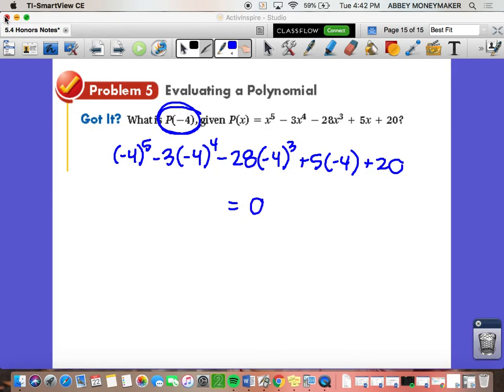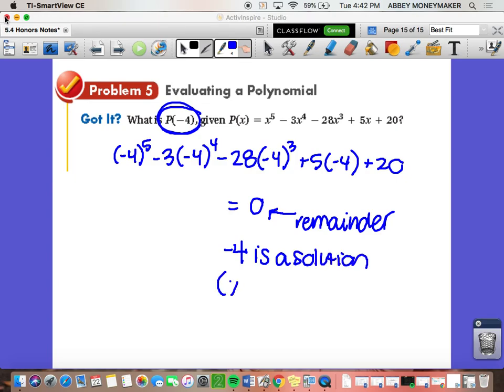So what that means is this number is your remainder. Now, what does that tell us? That means -4 is a solution. And then also that tells us x plus 4 is a factor. So all you have to do is substitute in to find out what your remainder is.